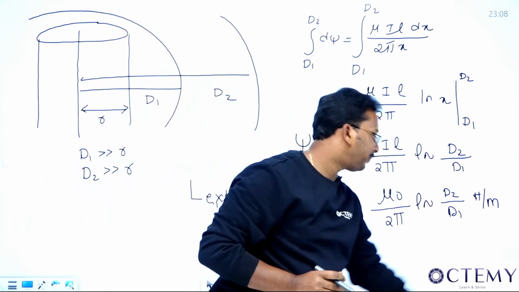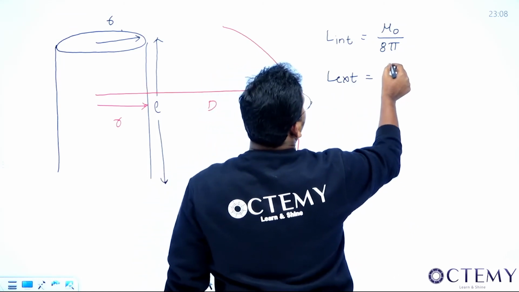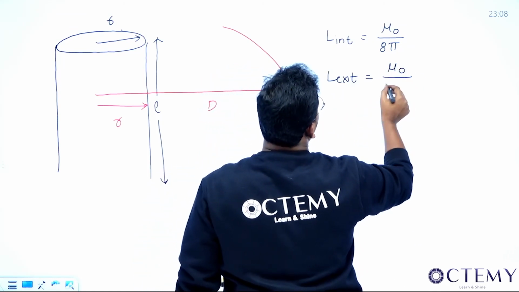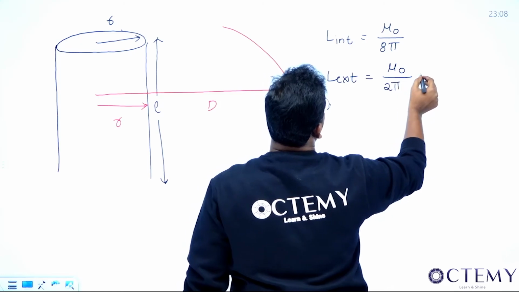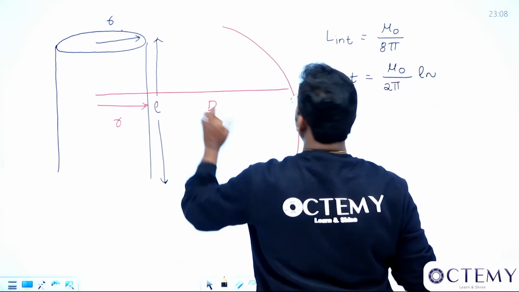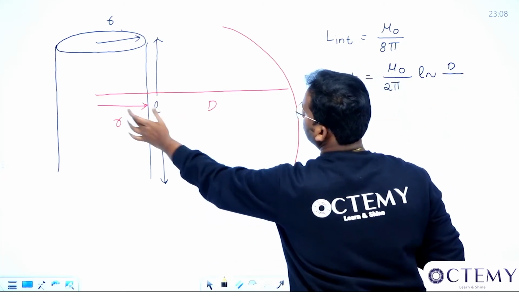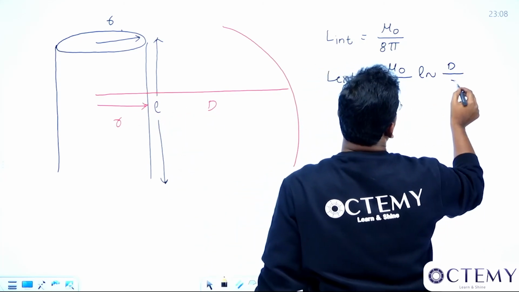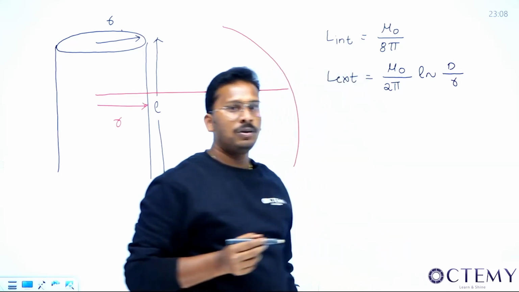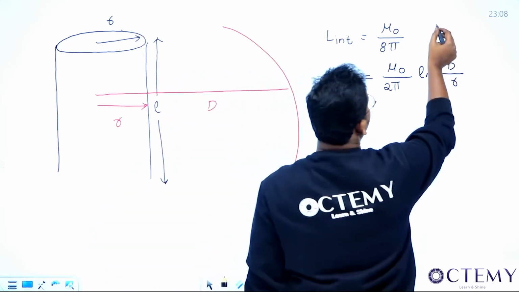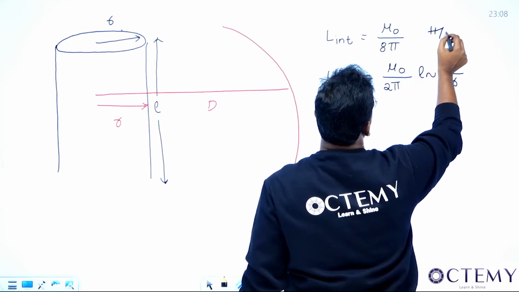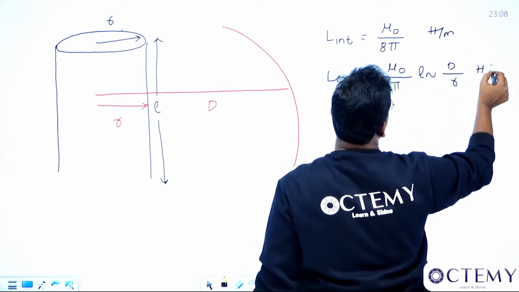So this will become mu naught by 2 pi into ln. The longer distance is actually d. The shorter distance is what, sir? This is the shorter distance. D minus r will have to write, but d minus r is approximately equal to r. So we'll write it as d by r. This is also Henry per meter.